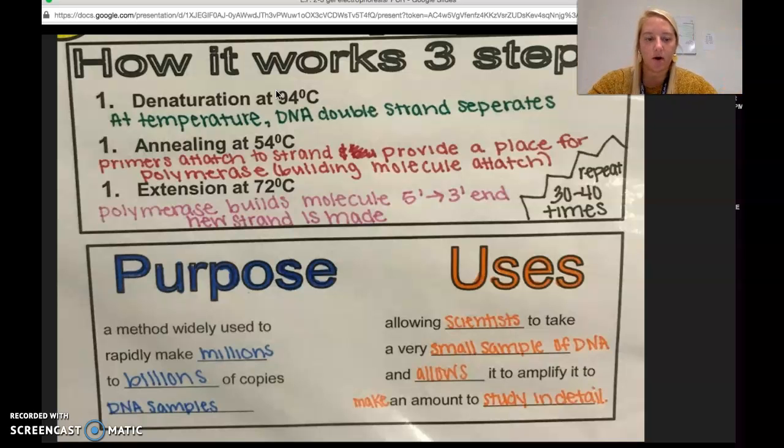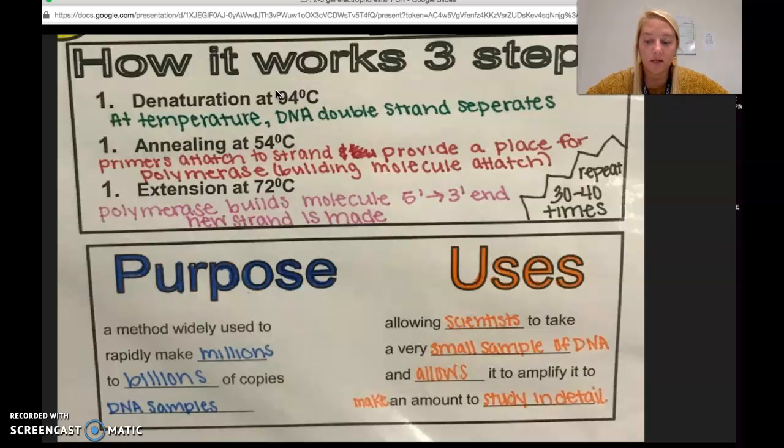So this 3-step process actually repeats about 30 to 40 times. One of the purposes for this is it's a method widely used to make millions and billions of copies of DNA samples. It allows scientists to take a very small sample of DNA and amplify it to make an amount that we can study in detail.